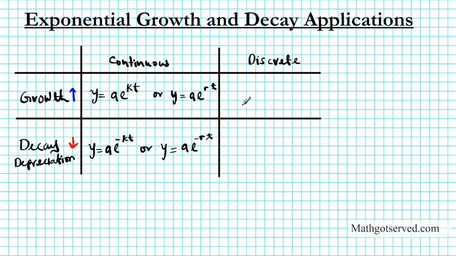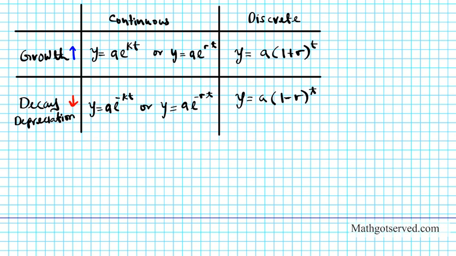For discrete growth, we're going to use the model y equals a times 1 plus r raised to the t. Then for decay, we're going to use the formula y equals a times 1 minus r to the t. You can see that these two models are really similar. The only difference is the sign in the center. You always have negative before the rate for decay and positive before the rate for growth. Now, what does each variable mean?